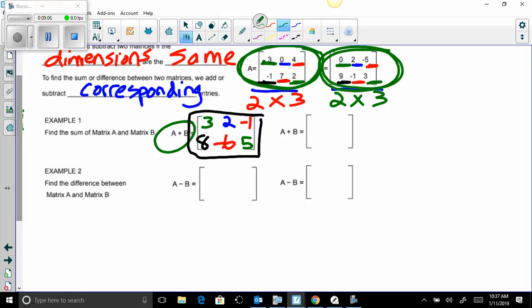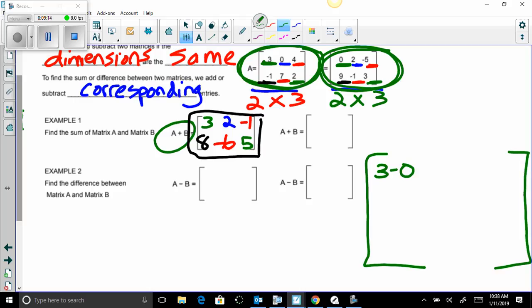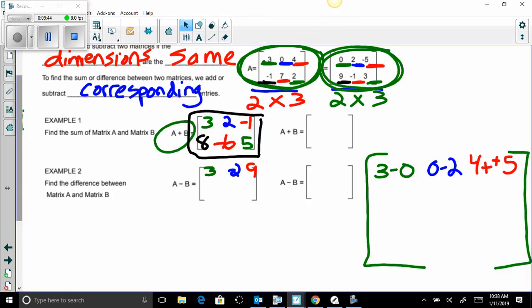So 3 matches up with 0. 3 minus 0. I'm going to show you on the side here just so we don't make any silly mistakes. 3 minus 0 is 3. Next one, 0 minus 2. 0 minus 2 is -2. And the last one, 4 minus -5. Be careful there. What's 4 minus -5? Very good. The double negative becomes a positive, and that gives me 9. You see why I'm writing it on the side? Because with these subtraction and these negatives, we can easily make silly mistakes, and we don't want that to occur.